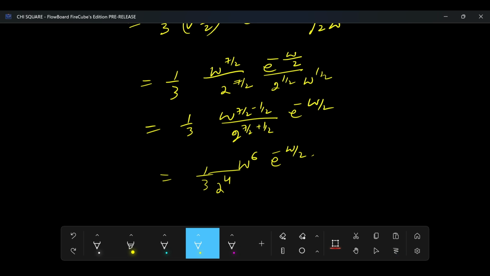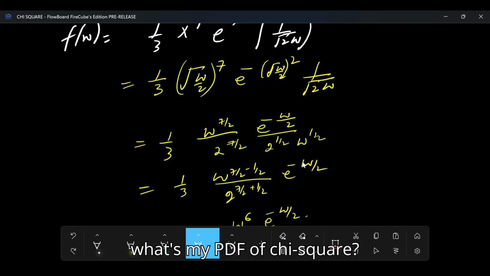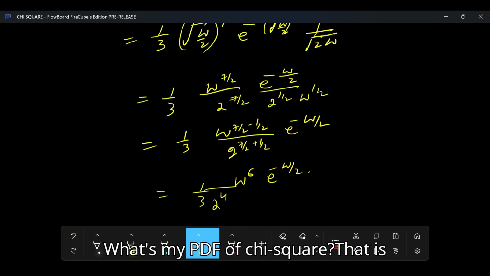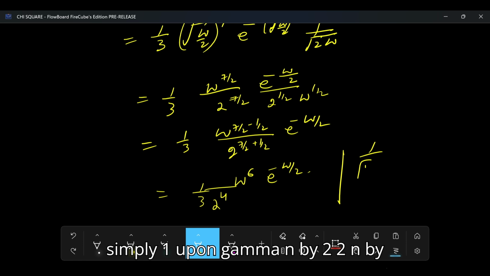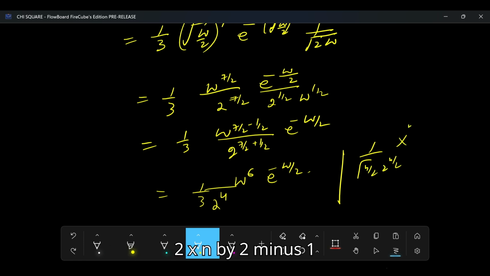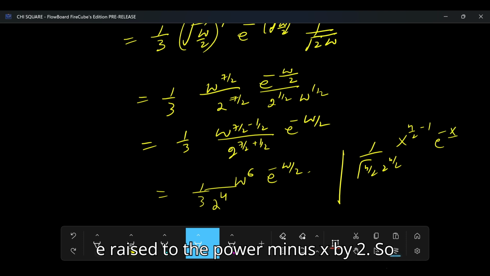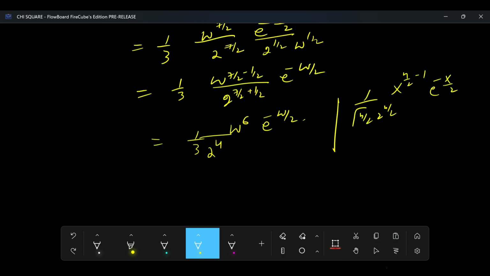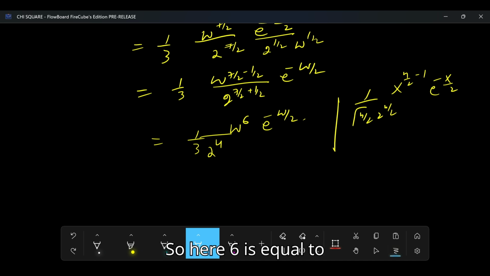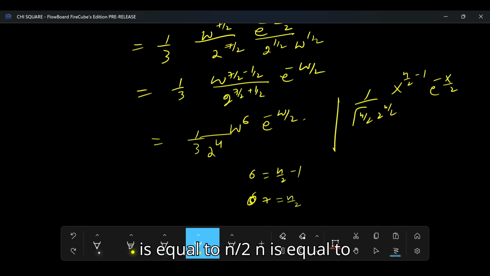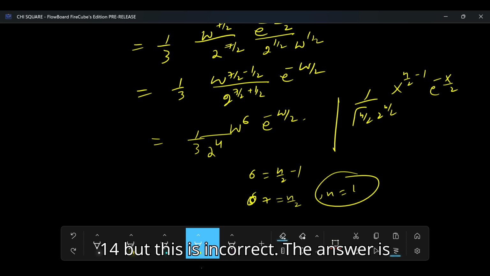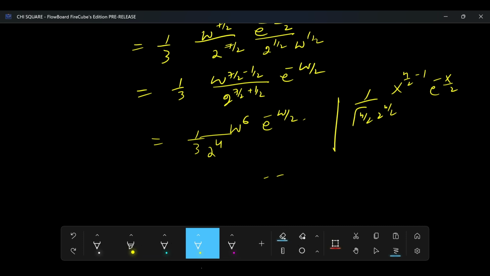So here, what's my PDF of chi-square? That is simply 1 upon gamma n by 2, 2 raised power n by 2, x raised power n by 2 minus 1, e raised power minus x by 2. So here 6 is equal to n by 2 minus 1. This is not 5. 6 plus 1, 7 is equal to n by 2. N is equal to 14, but this is incorrect. The answer is n is equal to 8.